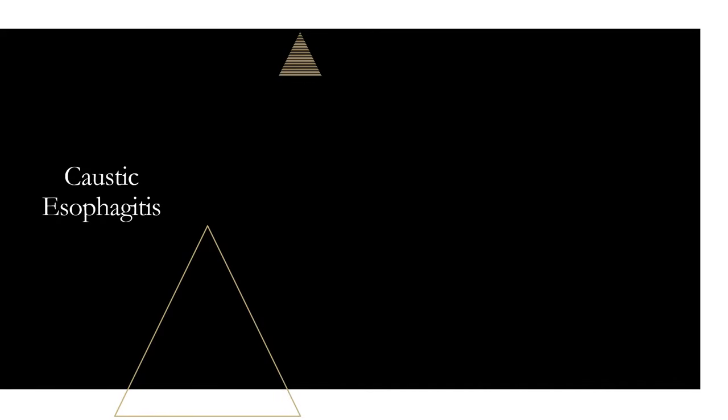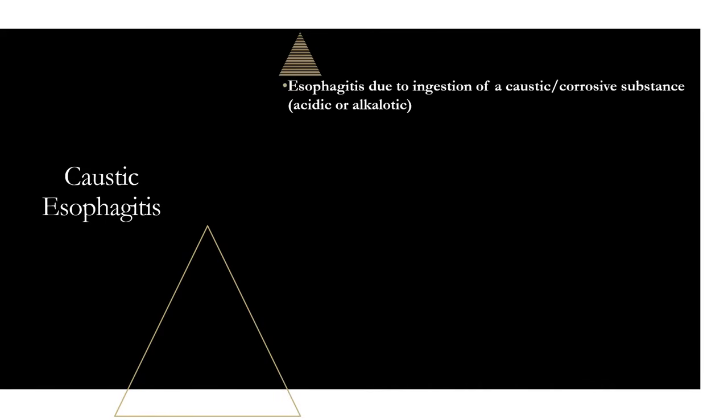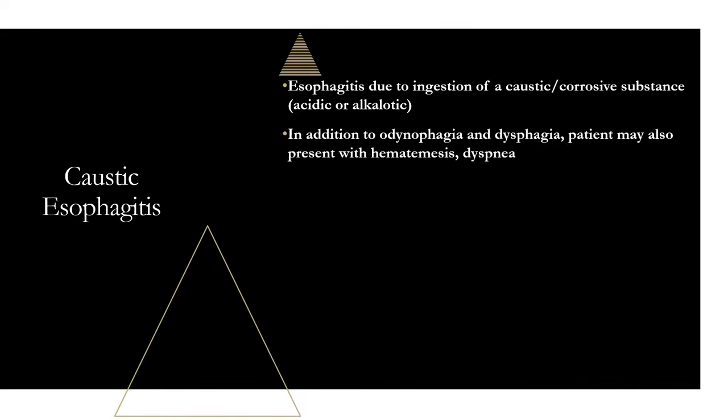Caustic esophagitis, also known as corrosive esophagitis. This is going to be esophagitis due to an ingestion of caustic or corrosive substance, normally acidic or alkalotic agent. And in addition to odynophagia and dysphagia, this one is really the only one that the patient may have some more severe symptoms like hematemesis, dyspnea. They may even have a perforation in the esophagus. So these patients can be really sick in some cases.